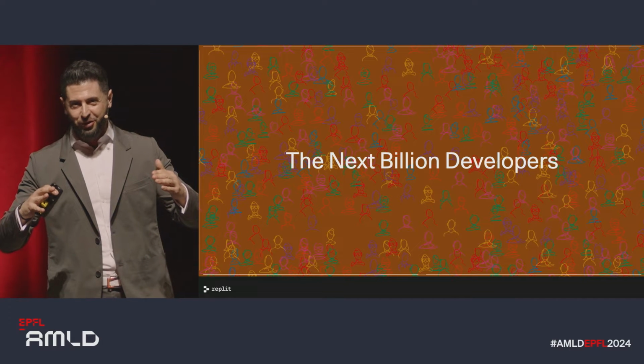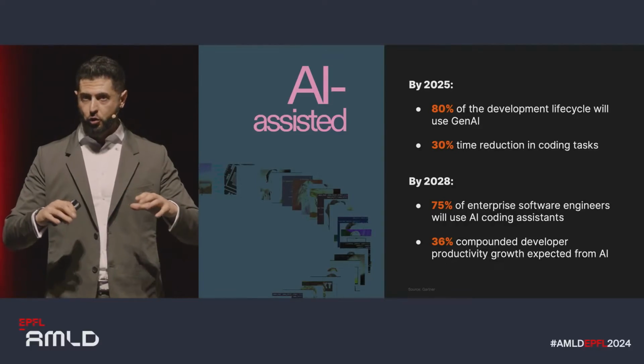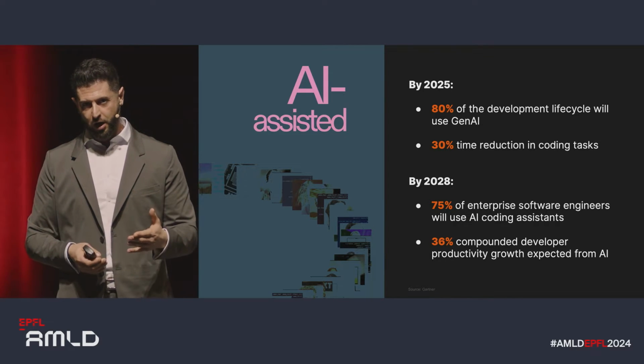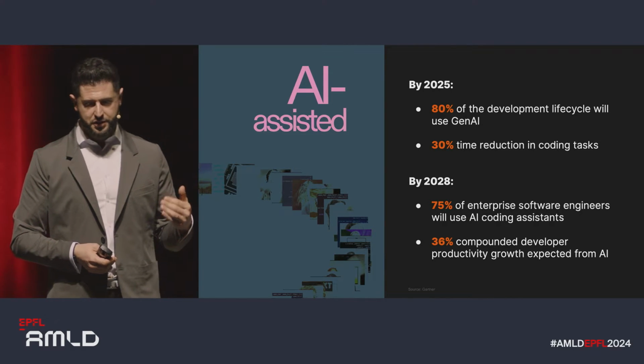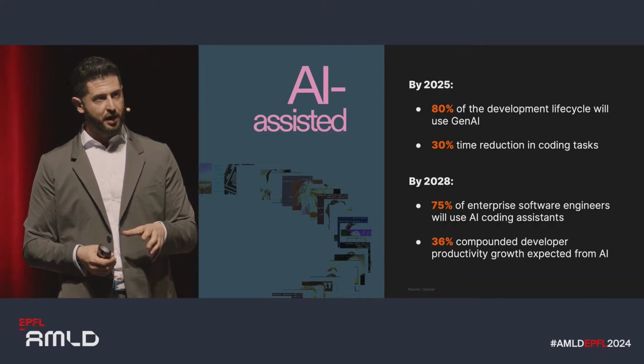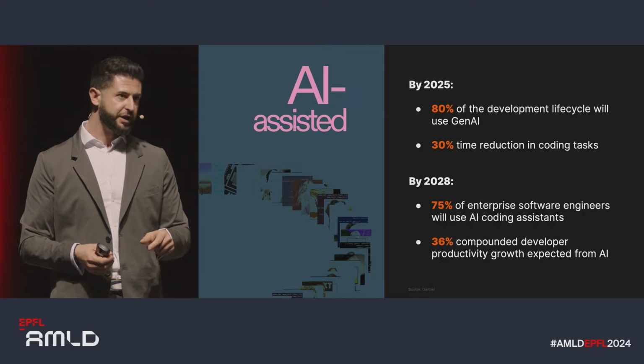You heard me talking quite a bit about how AI could be impactful. And I promise you we're going to be doing a deep dive on what we actually offer at Replit. But before that, let's take a step back. Let's see what the impact of AI for code is across the entirety of the industry. So I picked a study from Gartner, and their prediction is that by 2025, 80% of the development lifecycle will use generative AI.